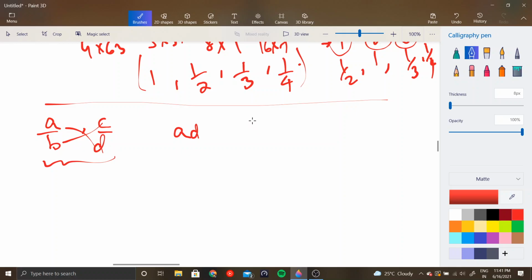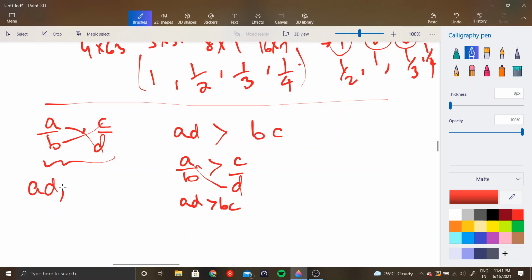So AD and BC. If AD is greater than BC, what does that mean? A by B is greater than C by D. So in this case, if you cross multiply, this will be AD greater than BC. Given two fractions, multiply a numerator with the other denominator and do the same thing with the other half. So you will get AD and BC. If AD is greater than BC, then A by B is greater than C by D, and vice versa. If this is less than, this is also less than. Okay, so that's it.